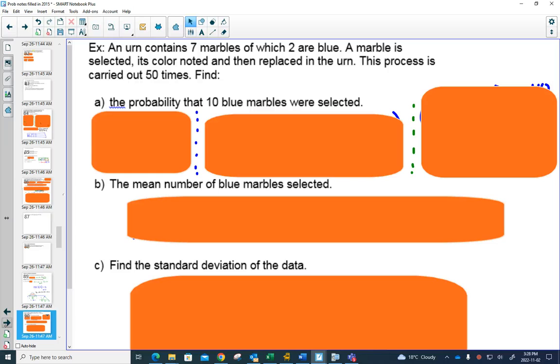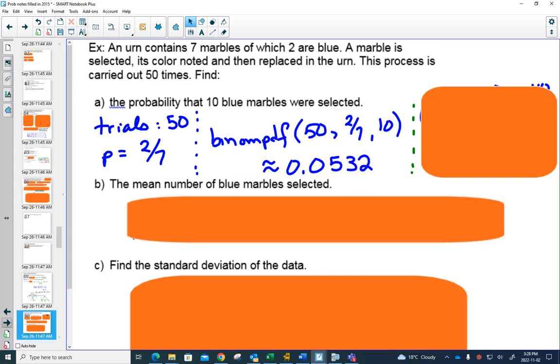So how do we recognize this as a binomial distribution? We have a certain number of trials. We've done this 50 times. The probability stays the same the whole time because the marble is put back in. Your chances of getting a blue marble are 2 out of 7. So what can we do to figure this out? 50 trials, probability 2 sevenths. Go to Binom PDF. 50 trials, 2 sevenths. We want to find exactly 10, 5% chance.